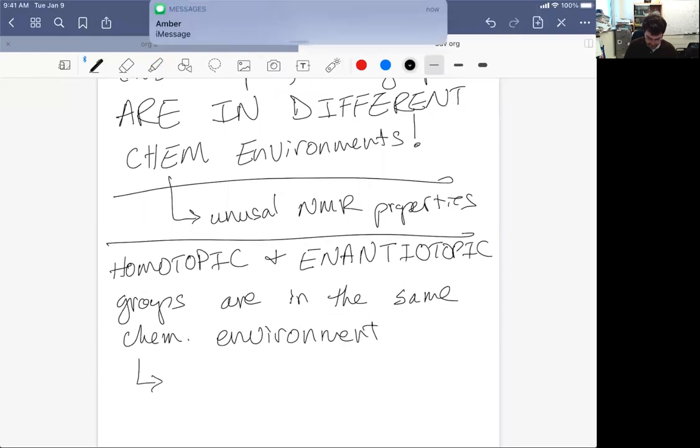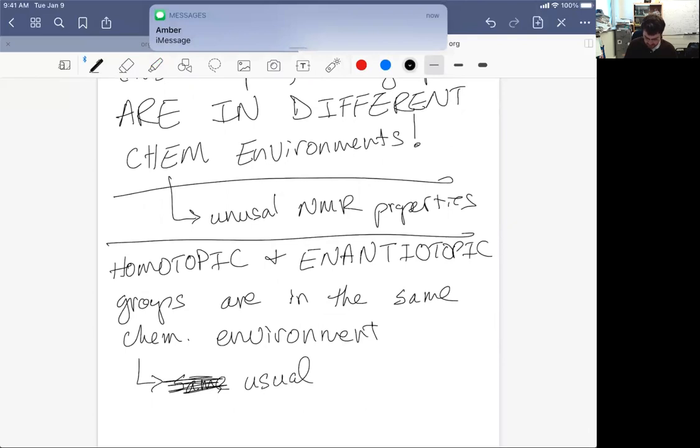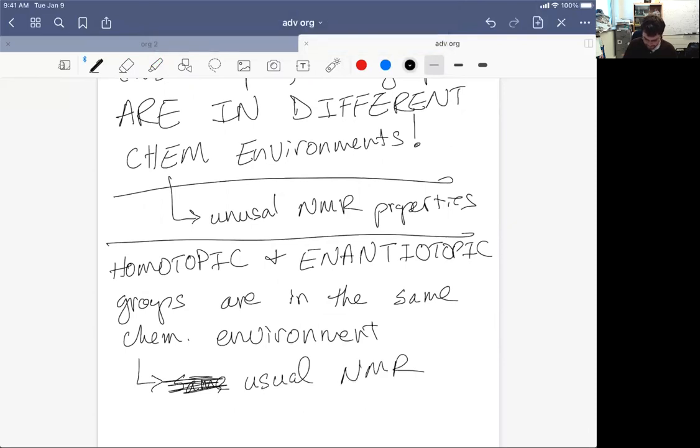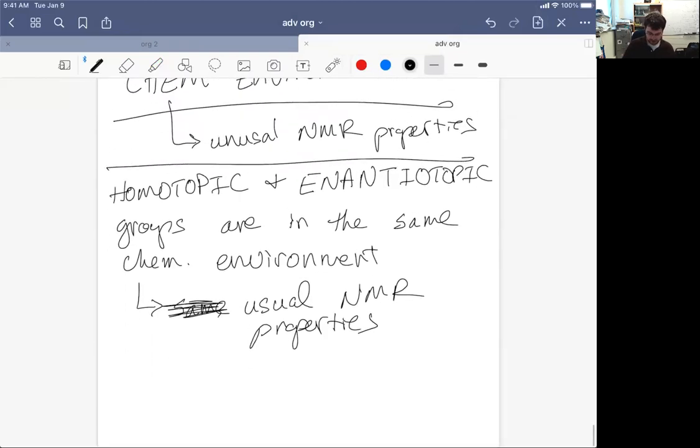Here, we would get the same, how about this, usual or common NMR properties. So you wouldn't see anything unusual. Doublets will look like doublets, triplets like triplets, quartets like quartets, no issues. Whereas if we have a diastereotopic group, things start to get unusual. Maybe we'll look at examples of that in a future lecture.